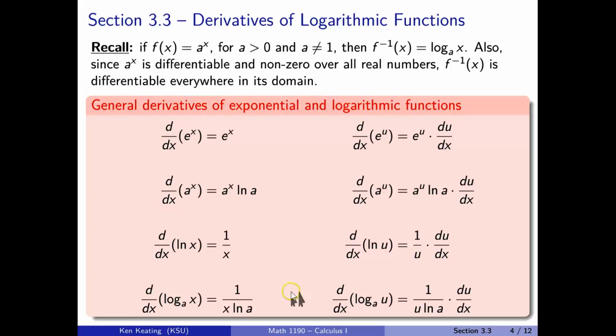The derivative of log base a of x is 1 over x ln a, so the derivative of log base a of a function is 1 over the function ln a times the derivative of the function. The one we'll use most often is this one right here: the derivative of ln of a function is 1 over the function times the derivative of the function. You should be very familiar with that by the end of this section.